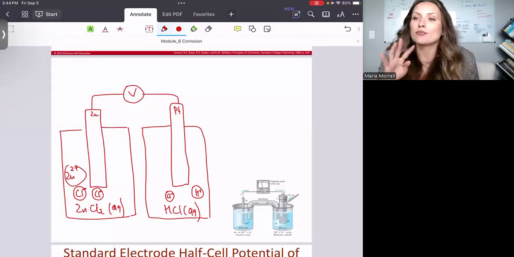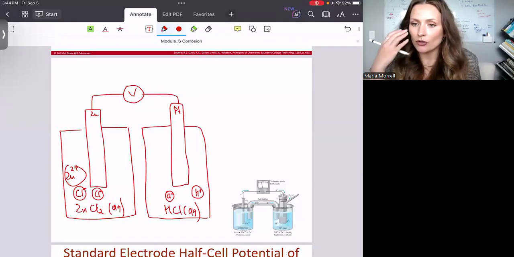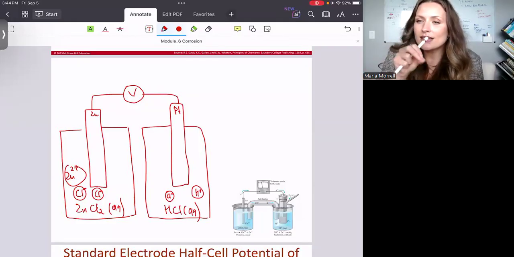Now I'm going to explain the concept step by step, and please follow the concept with me. I know that zinc has free electrons.